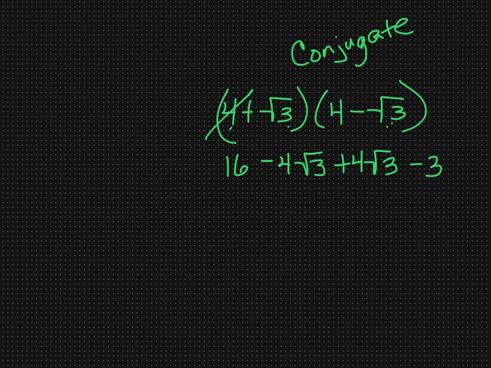Now, an interesting thing happens. That's right, negative 4 root 3 and 4 root 3 cancel out. I end up with 16 minus 3, which is 13. Why is that significant? Because when I multiplied by the conjugate, I got rid of the radical. Let's see if it works every time.